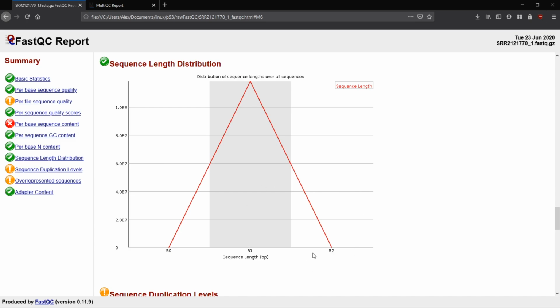A warning here is going to happen if not all the reads are the same length. So if we had some here, we would just get a warning. And then we're going to get a failure for sequence length distribution if one or more reads have a 0 length. If we have a 0 length read, it's obviously not a good thing. So that's going to be the sequence length distribution.